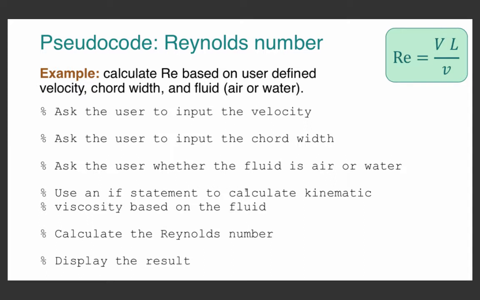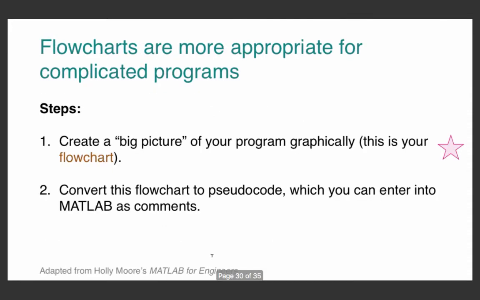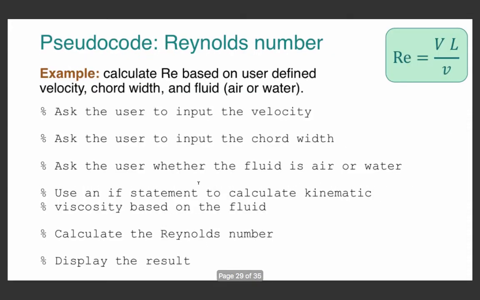Then we're going to use an if statement to calculate the kinematic viscosity based on the fluid, depending on whether they say air or water. Then calculate the Reynolds number and display the result. So I've used pseudocode to map out what my program's going to do. Then I could go in and fill this out, right? I'm not going to do it here, but you get the picture from the last time.